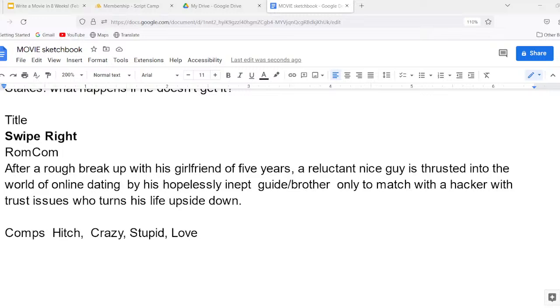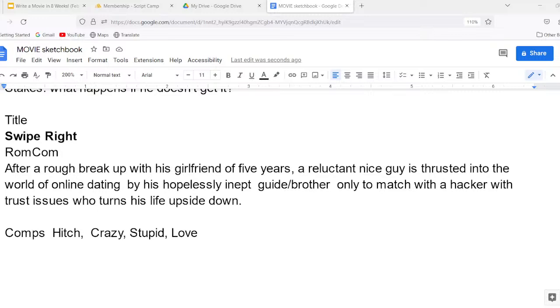Yeah, she's a hacker, and basically she's got trust issues, and so all of her relationships have failed because she doesn't observe boundaries, and she's trying to work on that. And she's also using the dating apps. Okay. So you're saying he goes on a date with her not knowing that she's a hacker. Exactly. And you say she turns his life upside down.